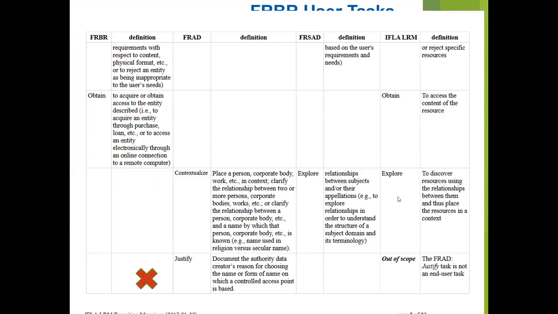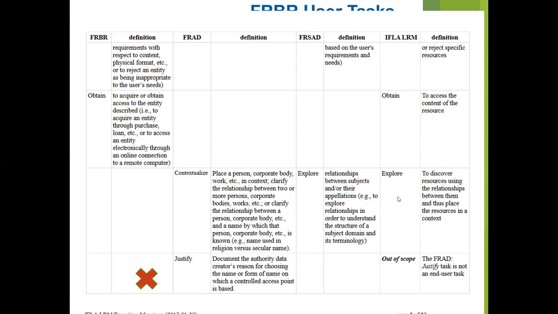The one thing they just did not like was the justify. And so the justify was really meant for us. This was in the authority information, and they don't include it in the subject analysis, the FreeSAD and all, but it was, can you document the authority data creator's reason for choosing the name or form of the name. So that really is about us. It's what none of our users would do that work probably. Some of them might, but for the most part, they just really wouldn't. That's just meant for us. Can we justify the name choice that we use?